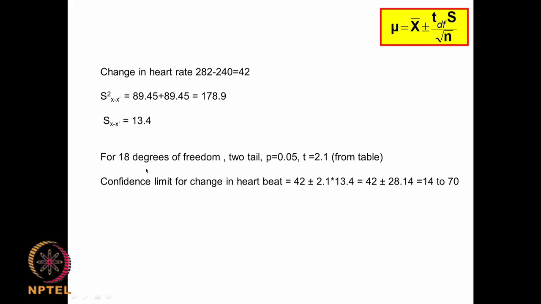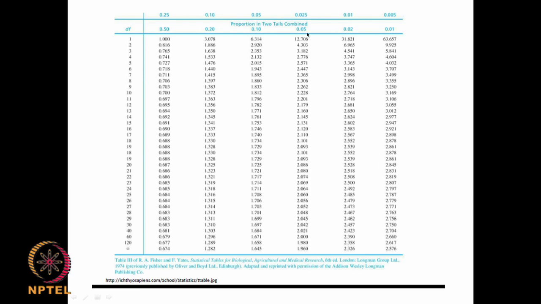Do you understand why? Because the first set has 10 rats, 9 degrees of freedom. The second has 10 rats, 9 degrees of freedom, totally 18 degrees of freedom. I use two tail because this is a plus or minus we are doing. And then t comes out from the table, 0.05, 18 degrees of freedom, 2.101.